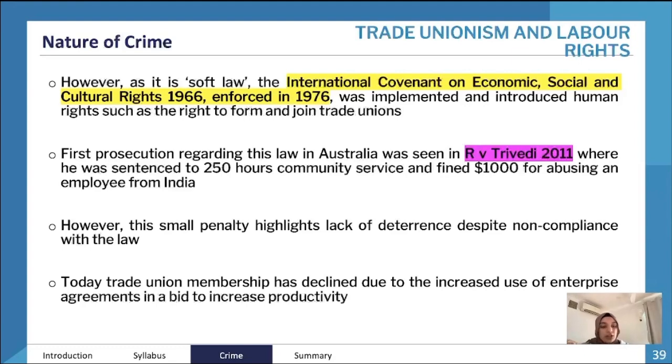Today, trade union membership has declined due to the increased use of enterprise agreements in a bid to increase productivity. So nowadays we don't really have a set pay or a set amount of working conditions, like a set structure. It varies from employee to employee or grade level to grade level. So awards, for example, are not as common as they used to be.